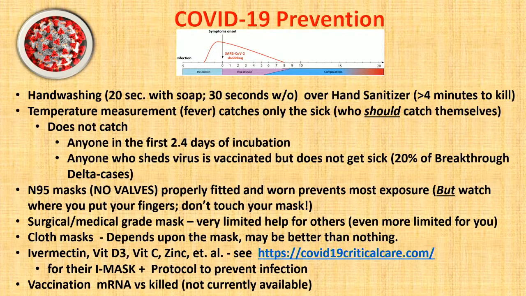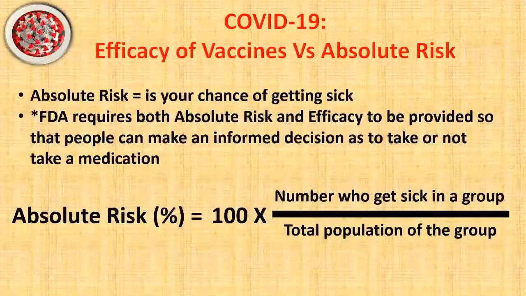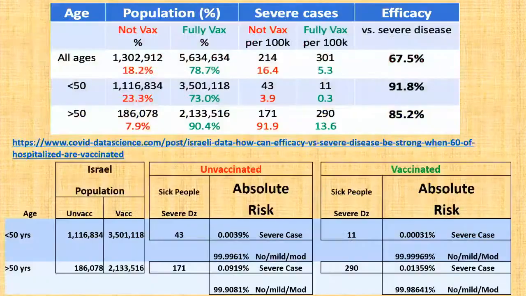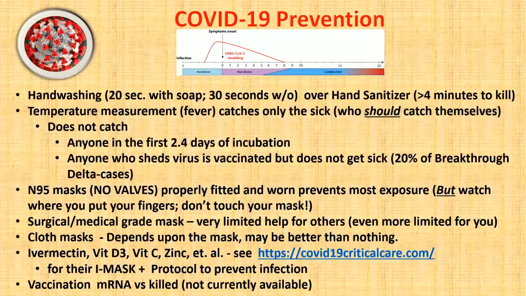And when you look at the one that showed what the symptoms were, fever shows up in about 75%, but that's still 25% of the cases that don't have a fever, in addition to the ones that aren't sick, right? So that's a large number of people who are not going to have a fever. And really, the whole thing of measuring temperatures does nothing more than make us feel better. Doesn't catch anybody in the first 2.4 days of incubation or any of the 20% of the breakthrough cases.